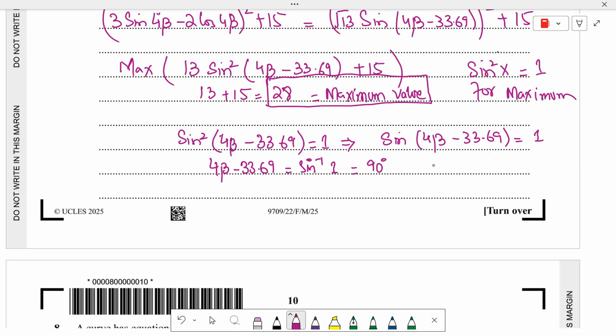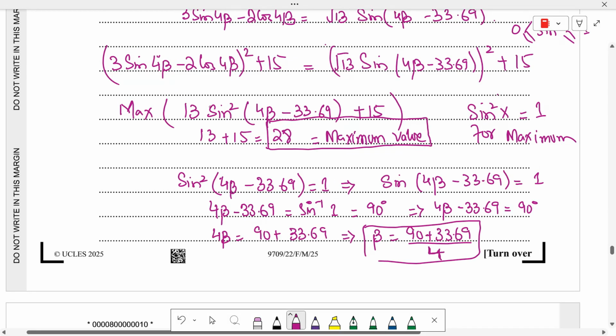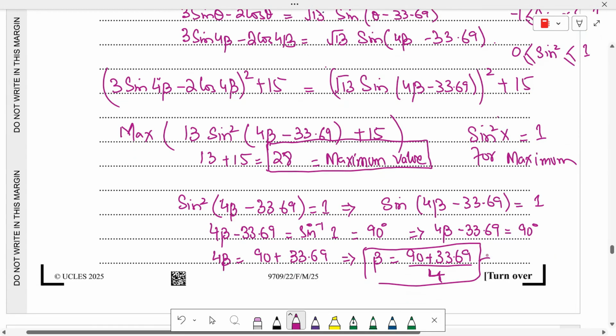So we can say that 4 beta minus 33.69 is equal to 90 degrees, and 4 beta is equal to 90 plus 33.69, and beta is equal to (90 plus 33.69) over 4. So this is the minimum value of beta for which we can achieve the maximum value of this expression, which is 28. This is the minimum value of beta.